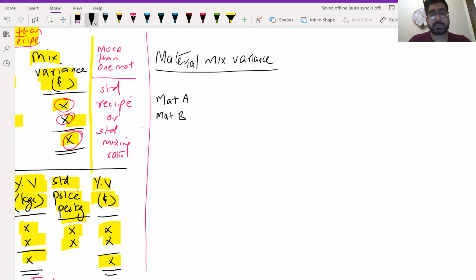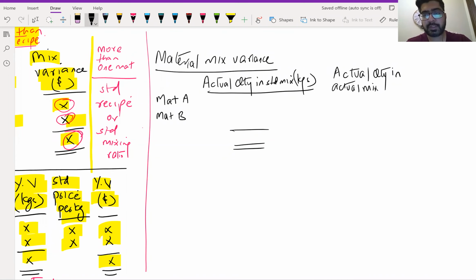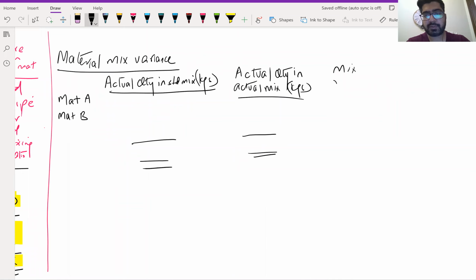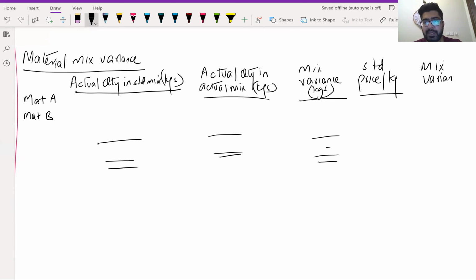And I should learn the format of mix variance, because that will be an important thing. The first column in material mix variance is actual quantity in standard mix kgs. Then the second column is actual quantity in actual mix kgs. This comparison produces mix variance in kgs, the net of which will be 0. You multiply it with standard price per kg. You get mix variance in monetary form.